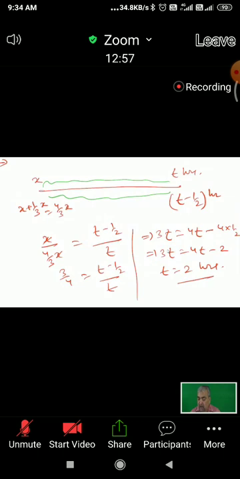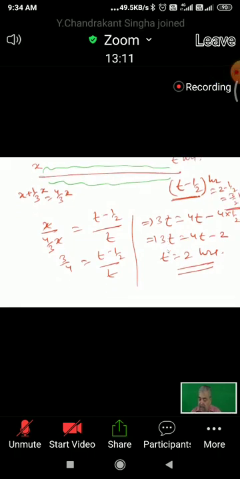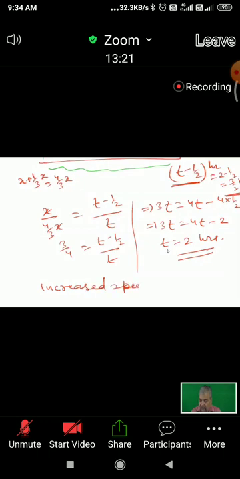So normal time is 2 hours. So this time, that is for increased speed, time will be 2 minus half, that is 3 by 2 hours. So increased speed will be distance traveled by time taken 3 by 2. Solve this, this will be 1,000 km/h. This is the answer.